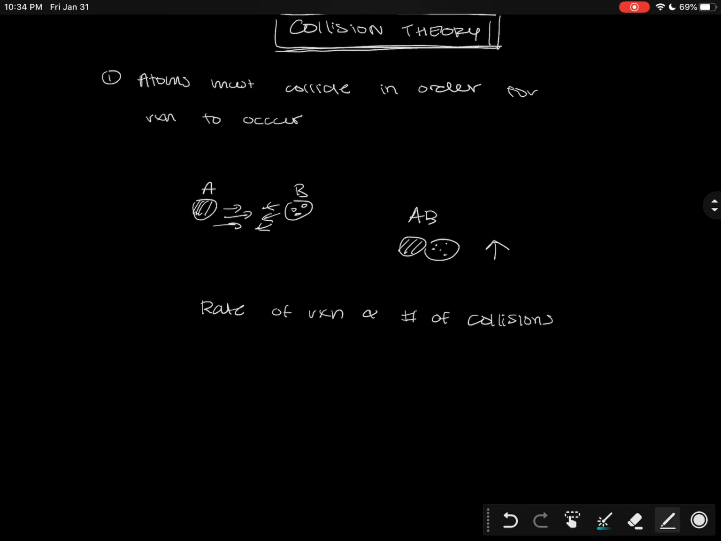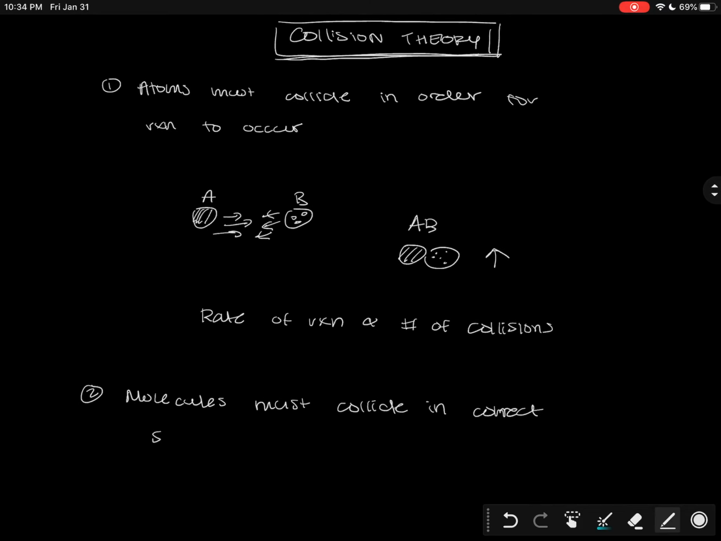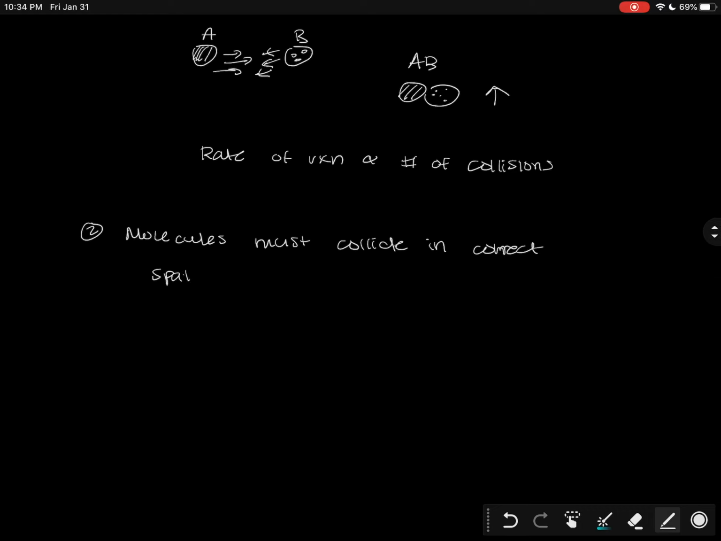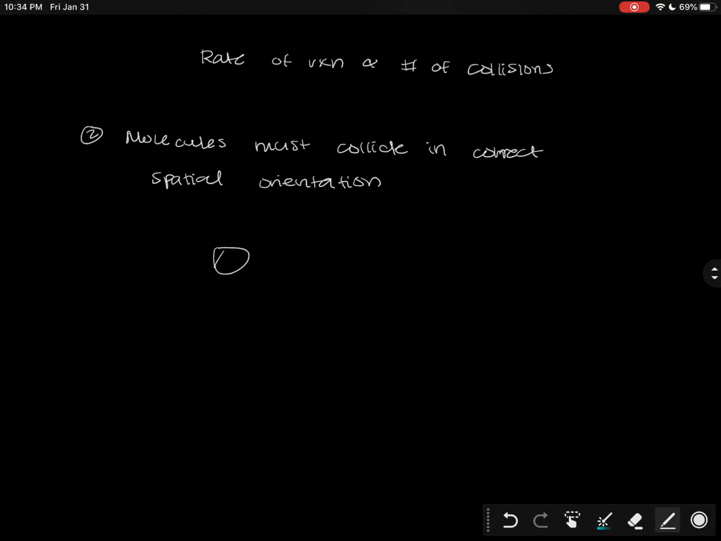Okay, so then the next part is that our molecules must collide in the correct spatial orientation. Okay, so let's say we have molecule A and molecule B, and they need to collide head-on in order to make AB.